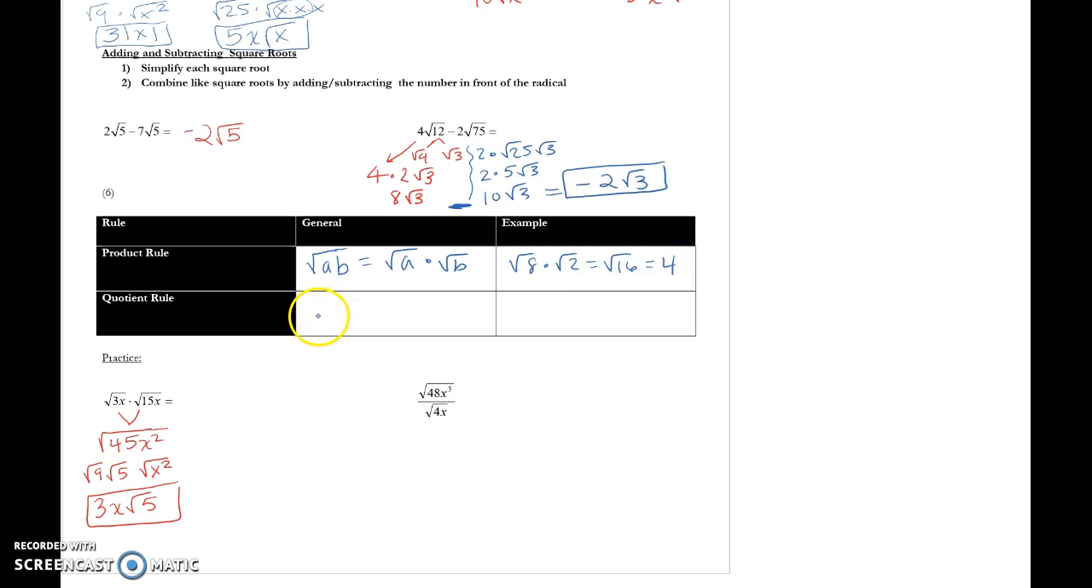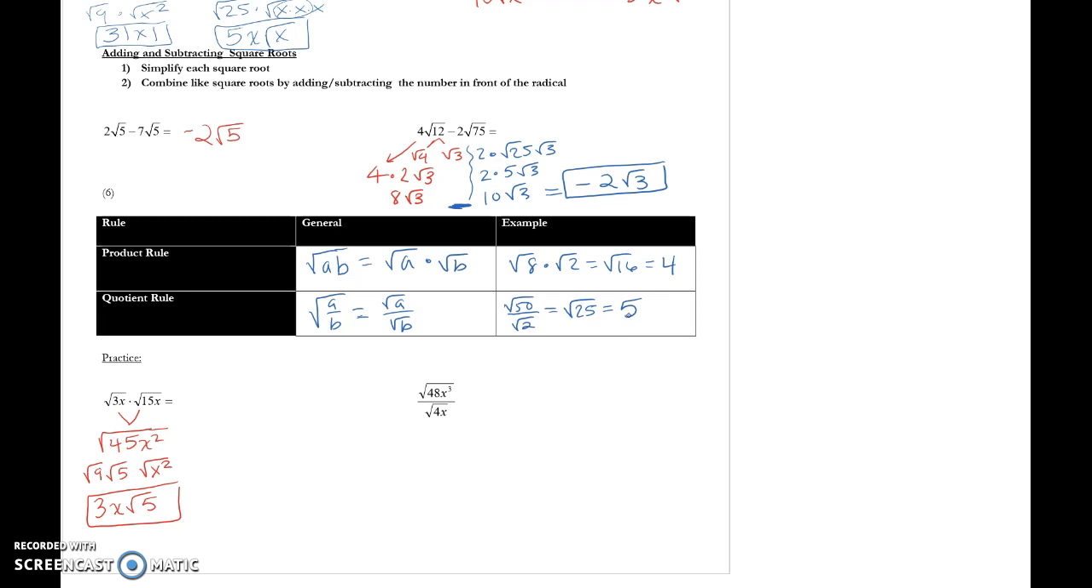Okay, quotient rule: if I have the square root of a over b, it's the same thing as the square root of a over the square root of b. So for instance, if I have root 50 over root 2, that is the same thing as the square root of 25, which is 5. Don't believe me? Test some numbers out. Create a proof. You can bring it to class.